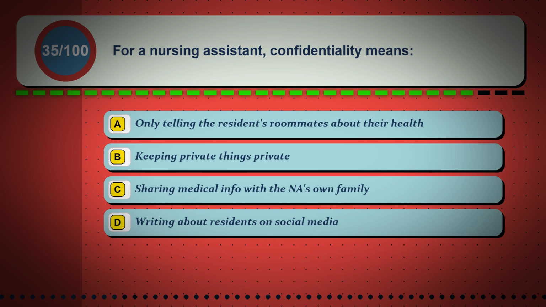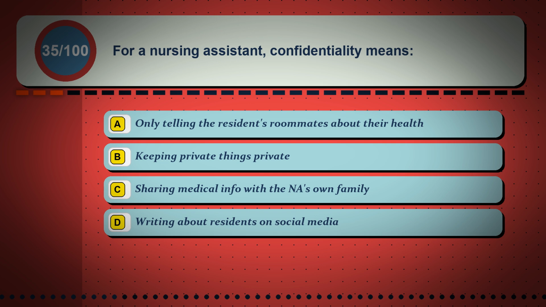Question 35. For a nursing assistant, confidentiality means: Option A. Only telling the resident's roommates about their health. Option B. Keeping private things private. Option C. Sharing medical info with the NA's own family. Option D. Writing about residents on social media.